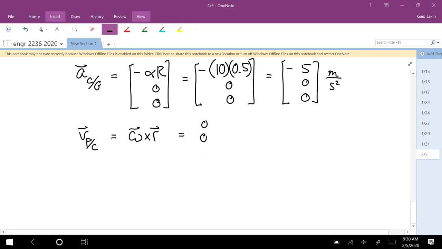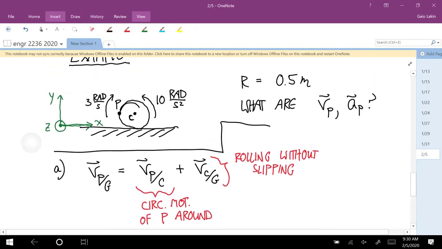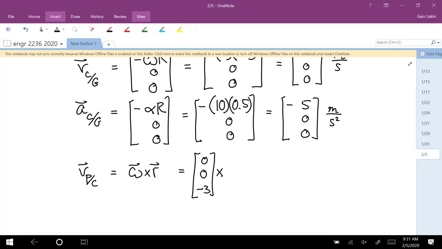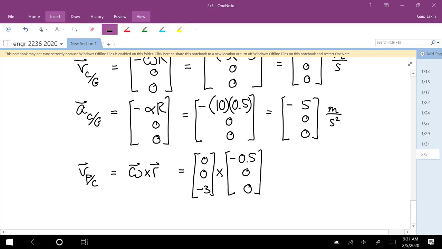So this is 0, 0, -3, crossed with the r vector. What's the r vector for that point P? That's the vector from the center of the circular motion to the point we care about. 0.5. Yep, exactly. No, it's the x component. You're doing it right with your hand, but not y. Yeah. So negative 0.5, 0, 0. Take the cross product, and you get 0, 1.5, 0.